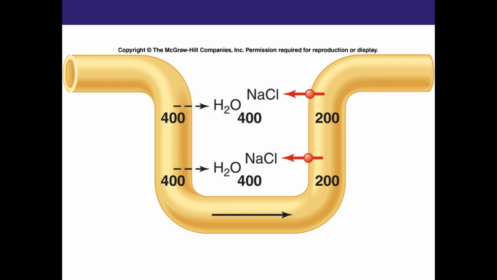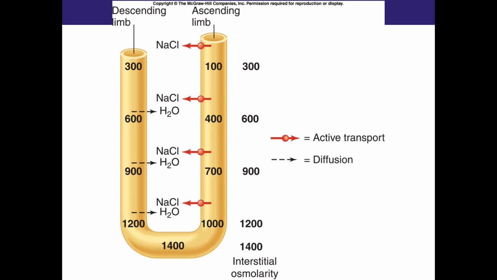When we elongate that tube and look at these forces, you can see that as you go down the descending limb, water continues to be pulled out, concentrating the fluid inside the tube. And it's all due to these active transport mechanisms that pull salt out but don't allow the water to follow. Now you can see how this profound interstitial osmolarity is established by the loop of Henle.